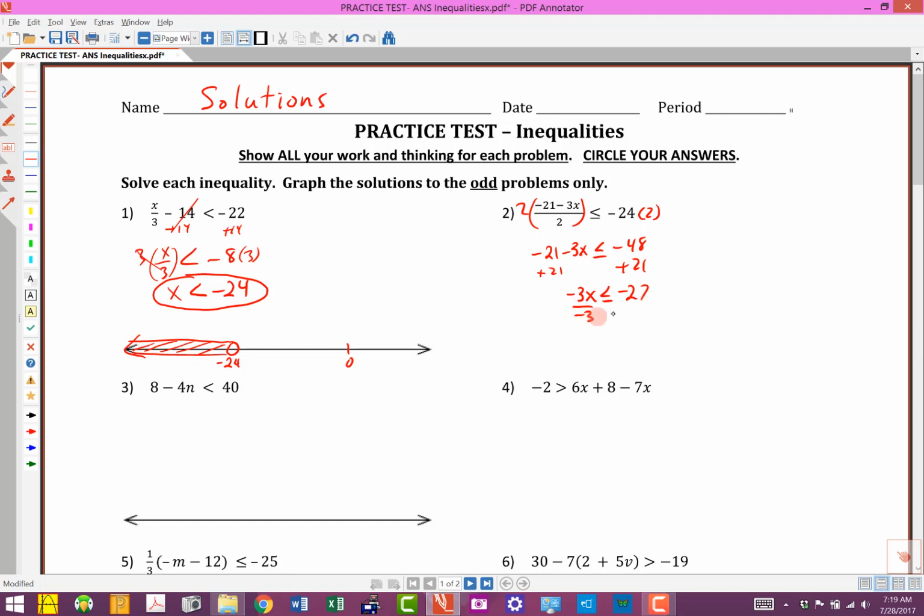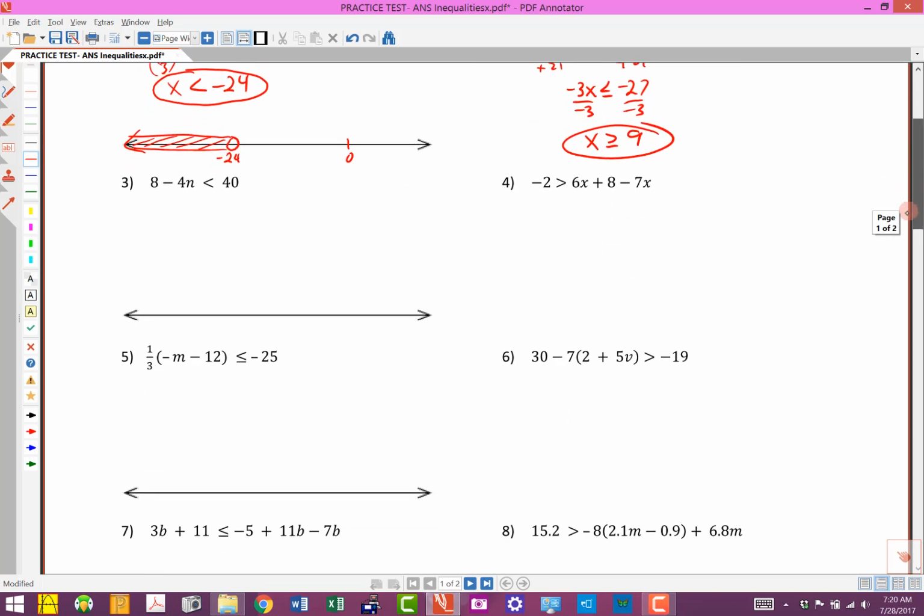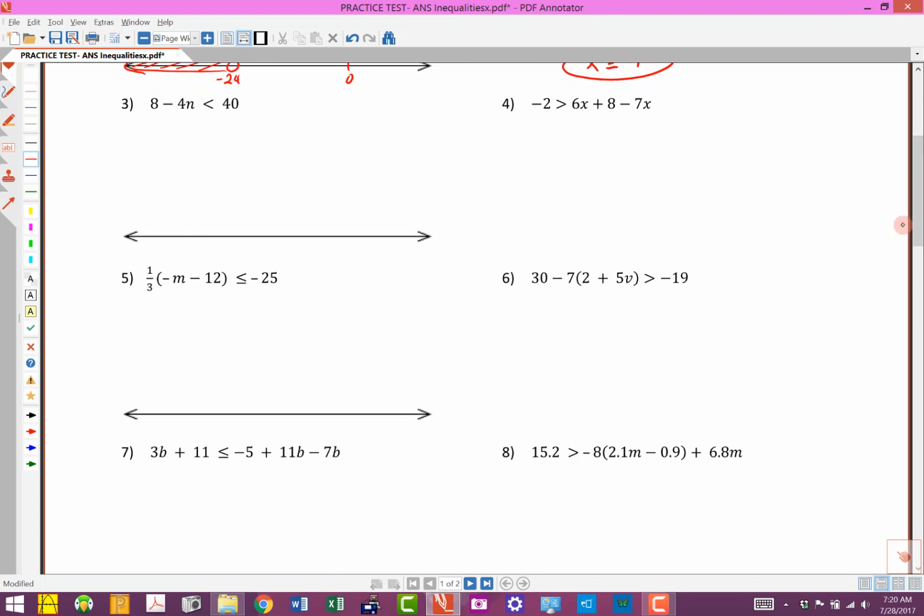And then the last thing we're going to do to finish this off is divide by negative 3. Now, because we're dividing by a negative, we do switch the direction of the inequality. So this switches from a less than or equal to a greater than or equal to. And over on this side we have a 9. Just circle that and we're done. We don't have to do anything else because it's an even problem and we're not going to graph any of those. So let's take a look at the next one.